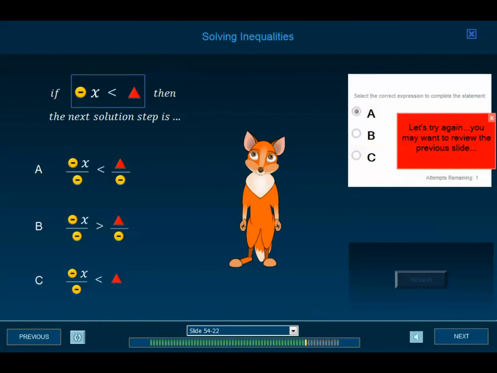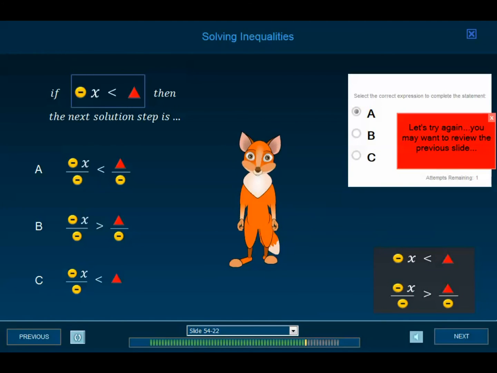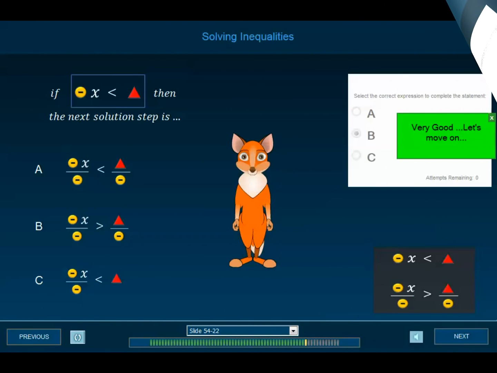We divide both sides of the inequality by the negative expression, and we must change the direction of the inequality symbol. Very good. If we are at this point in the solution process, the next step is answer choice B.